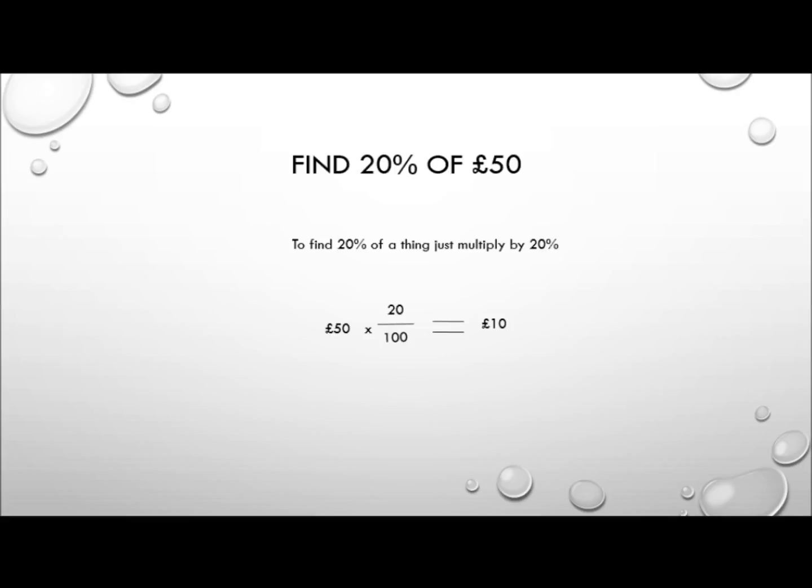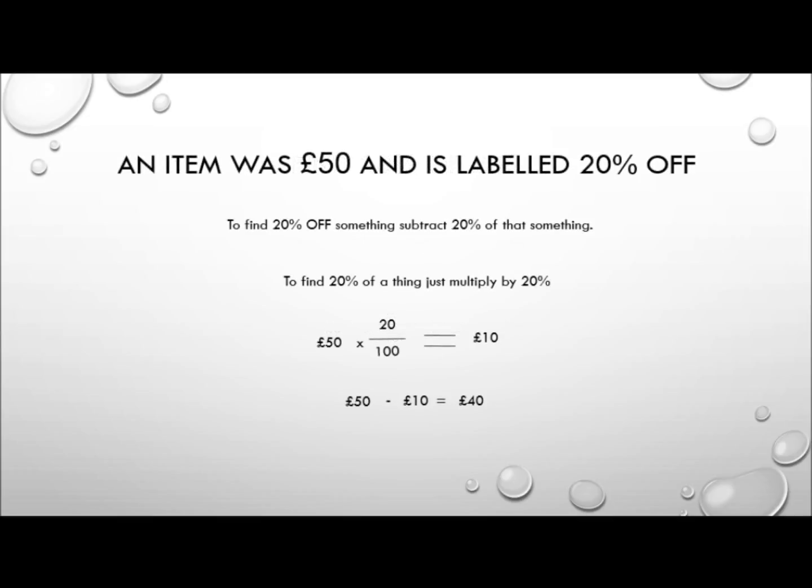Note the two zeros on the bottom can cancel with one of the zeros from the 20 and one of the zeros from the 50, so you're just left with 5 times 2, which is £10. Another way you could have thought about it is 20% is just 1/5, and 1/5 of £50 is £10. Okay, so much for the "of".